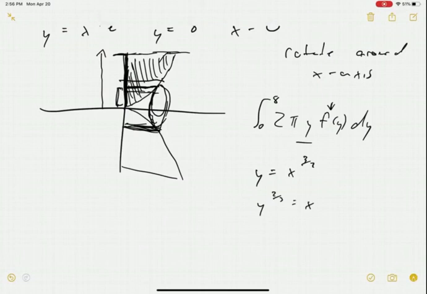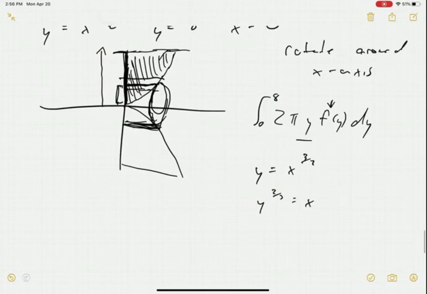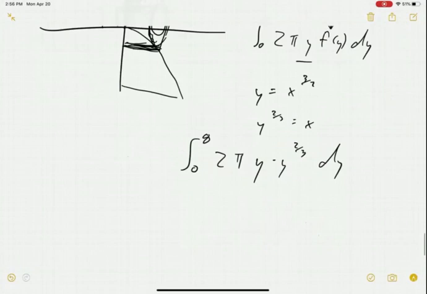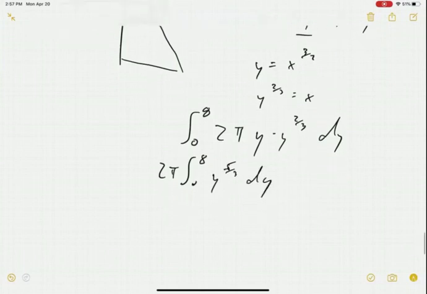I should have y to the 2/3 equals x. So my integral should be 0 to 8, 2 pi y times y to the 2/3 dy. Let's just simplify our integral, pull out the 2 pi. Okay, I get y to the power of 5/3. I integrate.